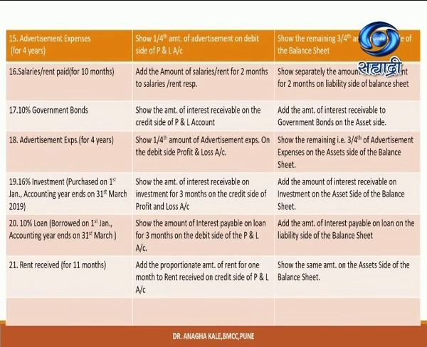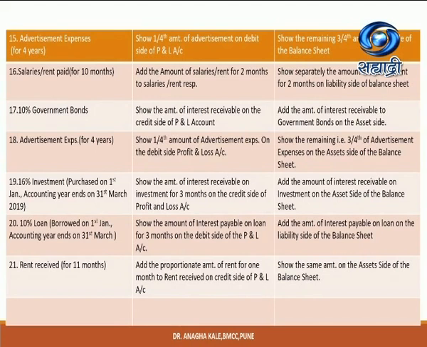Next adjustment is of advertisement, and if it is given, it is for 4 years. That is the peculiar example of deferred revenue expenditure. Deferred revenue expenditure means the expenditure which is paid in lump sum and we are getting benefit for the next few years. So now this advertisement expenditure is paid once, but we are getting benefit for 4 years. So how to show it?